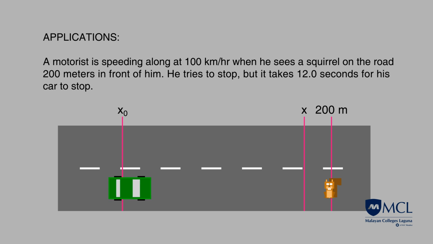Applications. A motorist is speeding along at 100 kilometers per hour when he sees a squirrel on the road 200 meters in front of him. He tries to stop, but it takes 12 seconds for his car to stop.